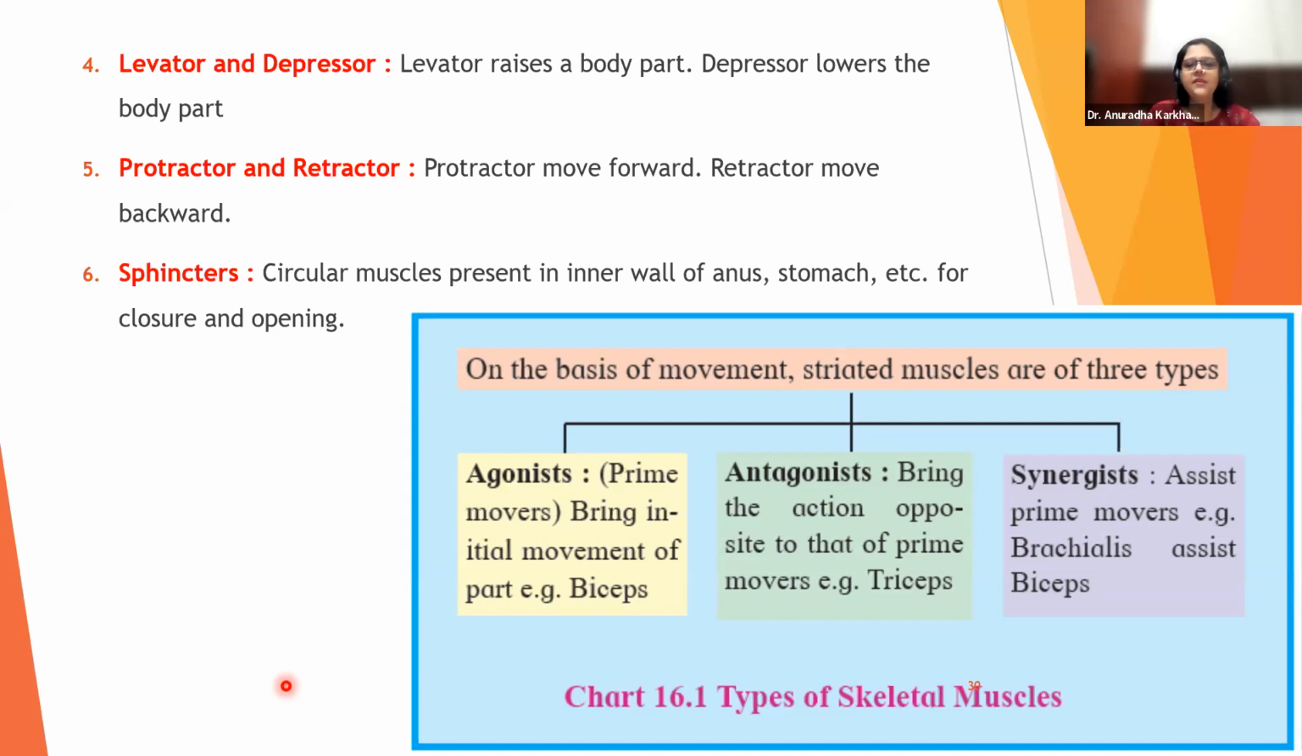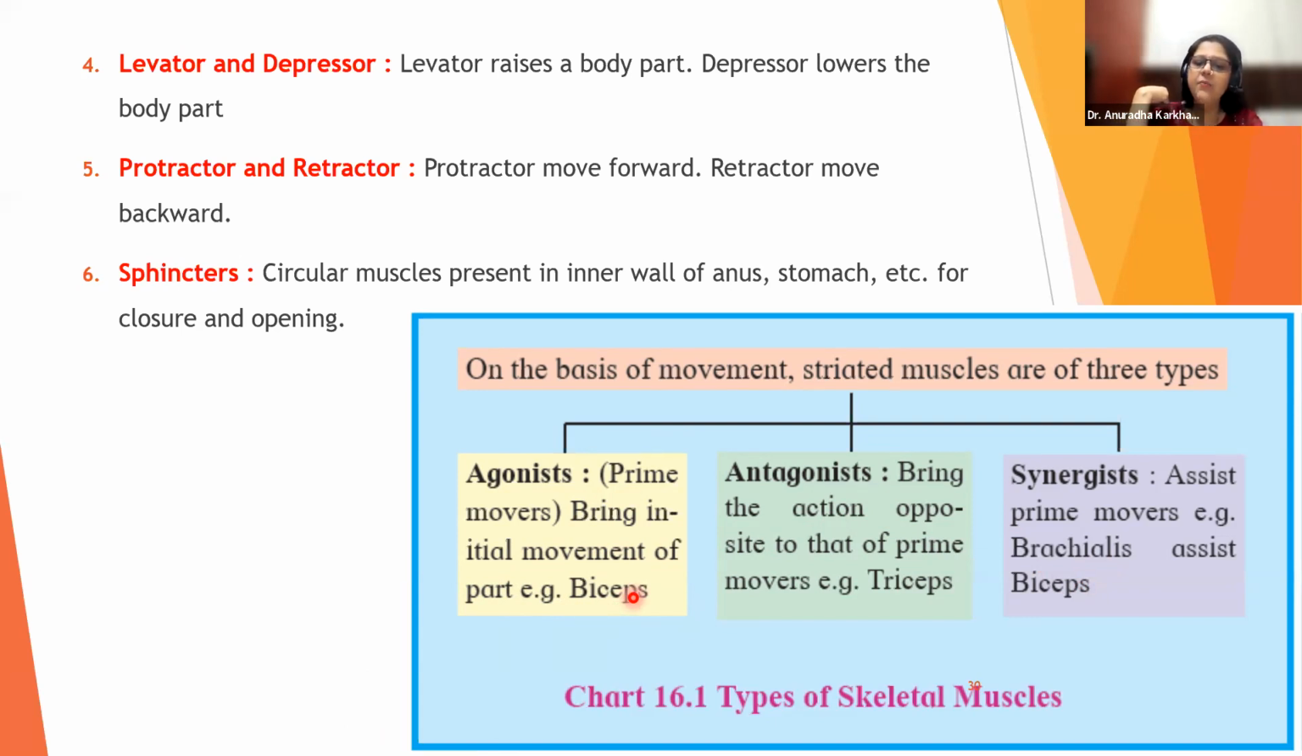Okay. On the basis of movement, striated muscles are of 3 different types: agonistic, antagonistic, and synergistic. As the name says, agonists, prime movers, bring initial movement of the part. Example, biceps. Biceps में क्या होता है? ये वाला part agonistic, prime movers. मतलब क्या? What do you mean by prime movers? They are the ones which are actually going to help in the first movement of the entire hand, I would say.